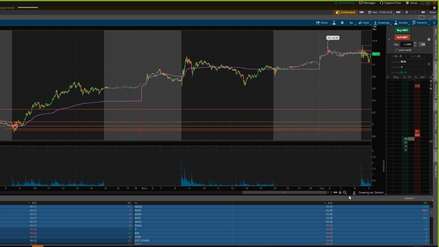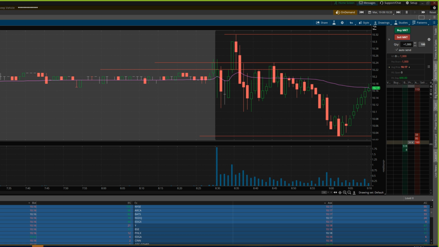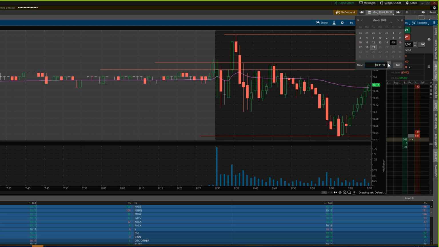All right, we get the pullback exactly where we wanted it to, up to the VWAP, and we can get in with 1,000 shares and be relatively protected. We have a tight risk of 50 cents. Our reward target's down here around 10.02, and we can just let the rest work.